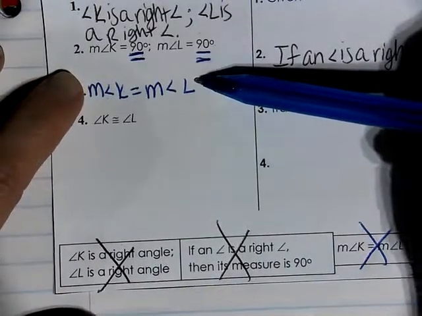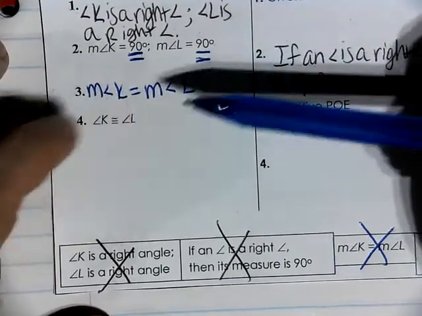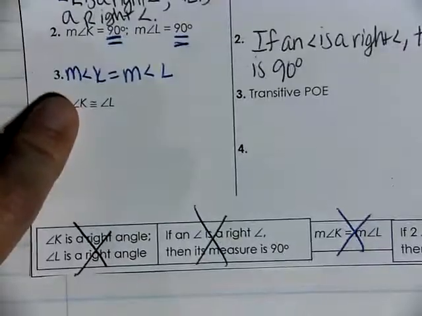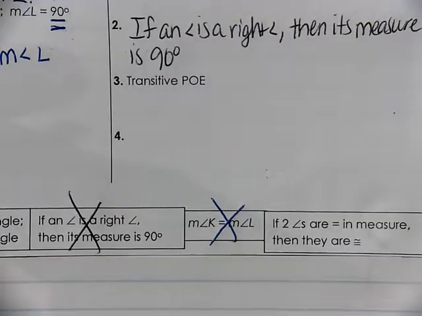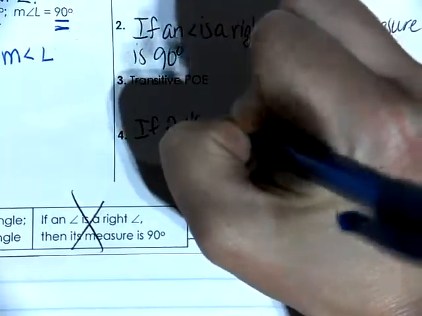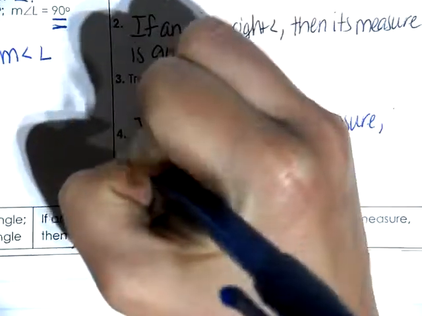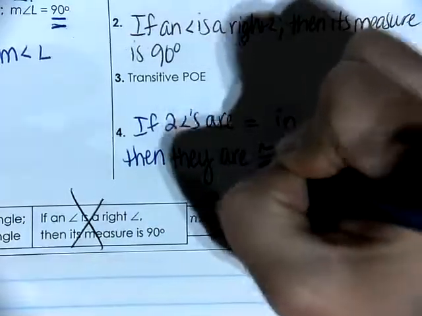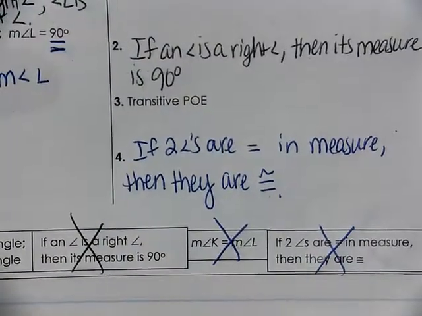Now, look at what came before and what's coming next. We're going from the measure of angle K equals the measure of angle L to suddenly angle K is congruent to angle L. Equals to congruent. If two angles are equal in measure, then they are congruent. It's all about what came before and what's coming next. If two angles are equal in measure, then they are congruent. And that is the end of our proof.